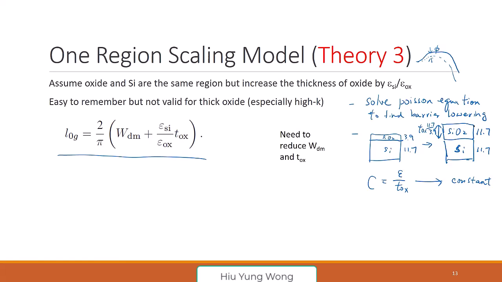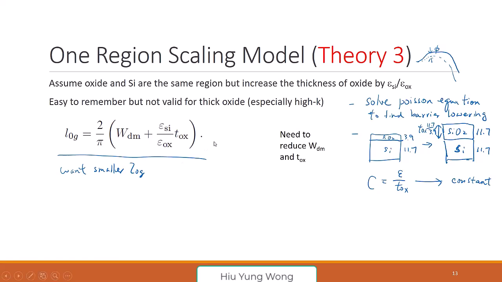Same as this, right? We want smaller LOG, this is the scaling length, right? Remember, the scaling length is that if your gate length is larger than the scaling length, then you can scale it without short channel effect.